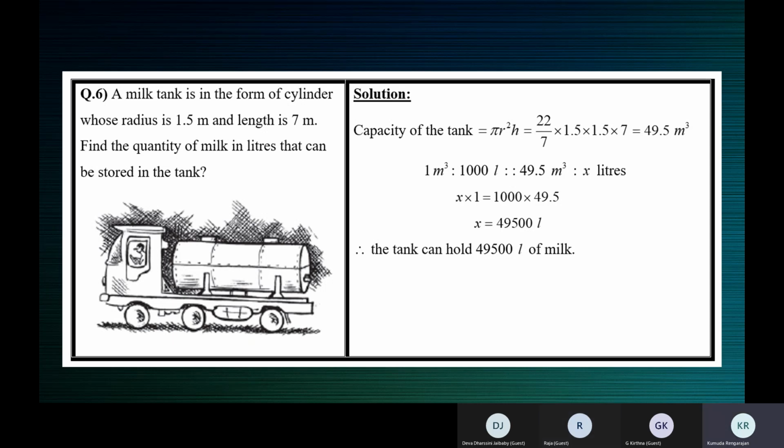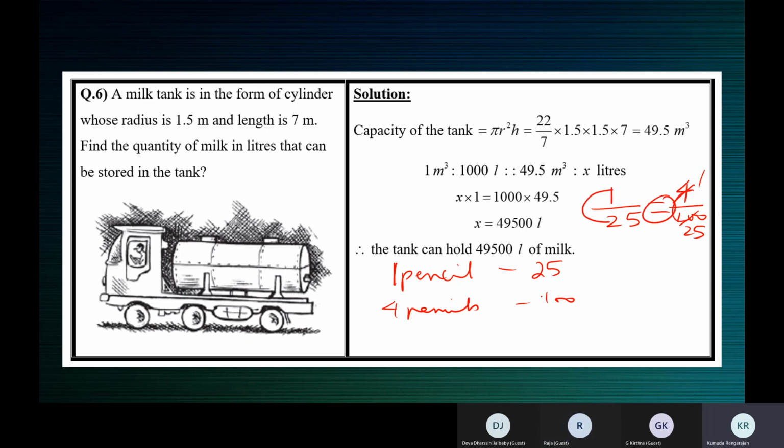When two ratios are equal, they are said to be in proportion. Let me tell you, see here. If one pencil costs 25 rupees, what will be the cost of 4 pencils? 100 rupees. See the ratio, pencil by cost: one pencil 25 rupees, 4 pencils 100 rupees. The ratio is the same, 4 ones are 4, 25 times 4 is 100. 1:25 is the same as 4:100.